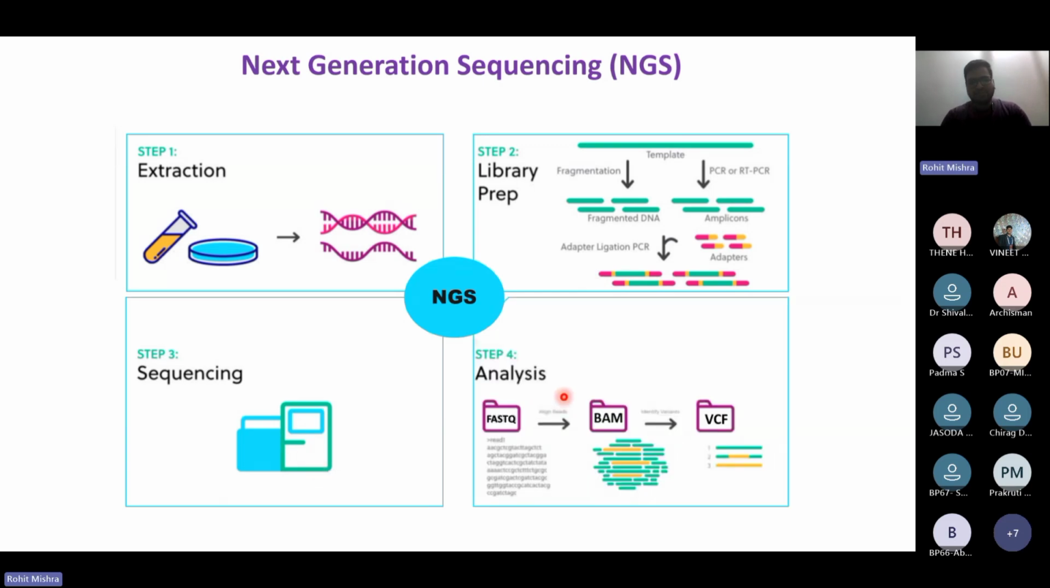And the fourth step is the analysis, where the FASTQ file, an output file generated from the sequencer machine, is produced. Once we have this FASTQ file, how exactly will we proceed further to make a somatic variant call? I say somatic because it is related to cancer. Before that, I will talk more specifically about variants first.